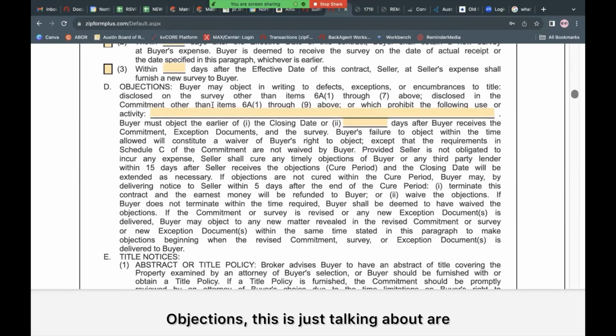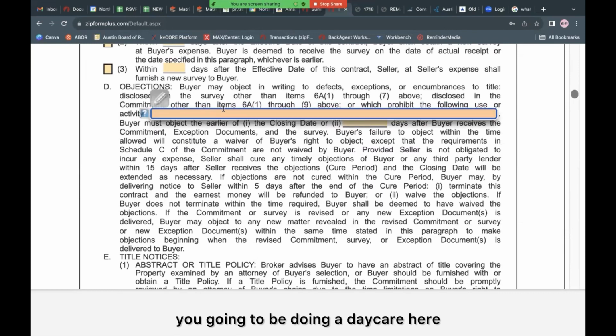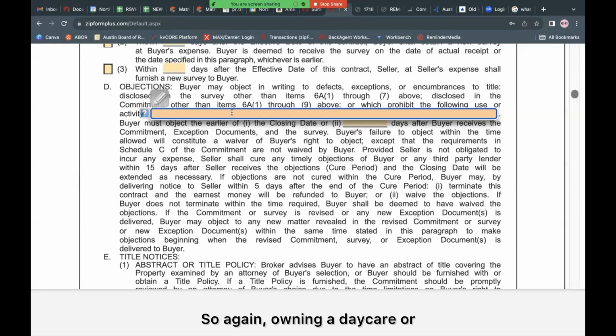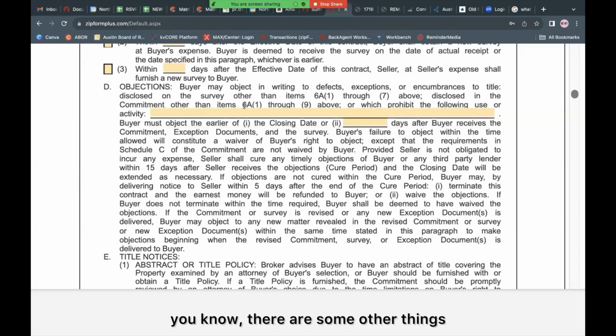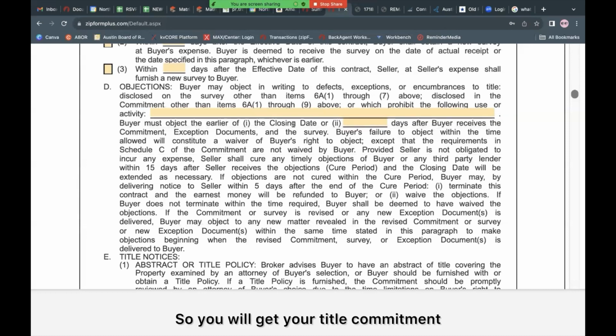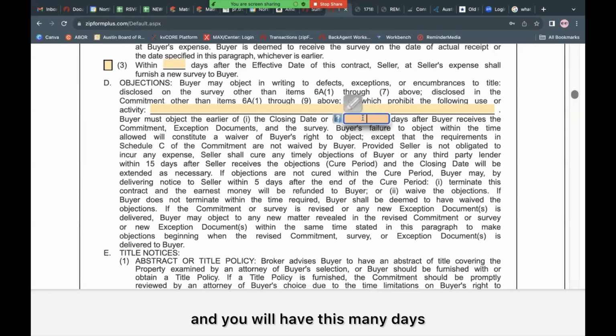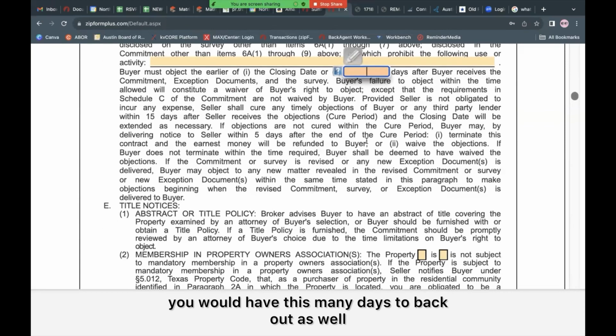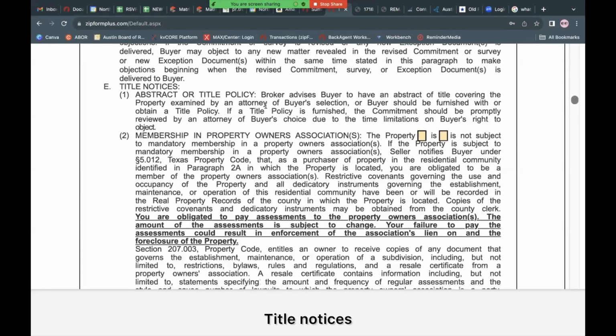Objections, this is just talking about, are you going to be doing a daycare here? You have to make sure that there are no objections to you owning this home that are going to prohibit some activity. So again, owning a daycare, or there are some other things that might prohibit a certain activity. So you will get your title commitment and you will have this many days. If something were to come up that you did not want to happen, you would have this many days to back out as well.